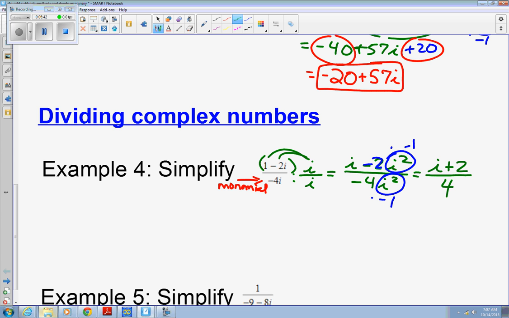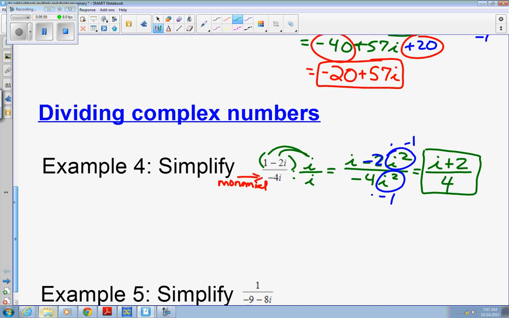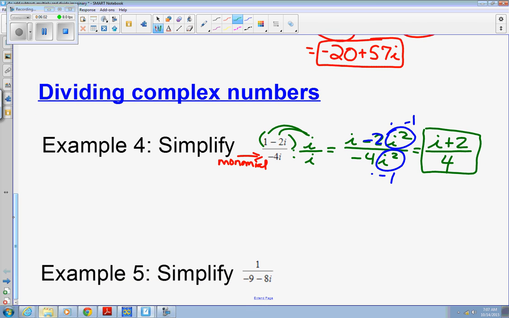I'm looking here to see if there's anything I can simplify. We have i plus 2 divided by 4. 2 divided by 4 I can simplify, but there's no coefficient on the i that I can simplify with 4. So I will not simplify that any further. That is our final answer. There is no imaginary number in the denominator. So that was my goal there, was to simplify.